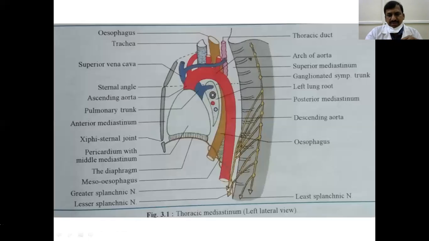You see here, this is the imaginary line dividing the superior mediastinum and the inferior mediastinum. This part is called the anterior mediastinum, and this total one is the posterior and middle mediastinum. You see, this is the ascending aorta, this is the pulmonary trunk, and here is the trachea and the bifurcation of the trachea.